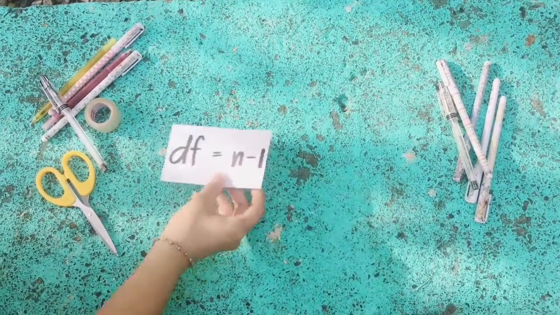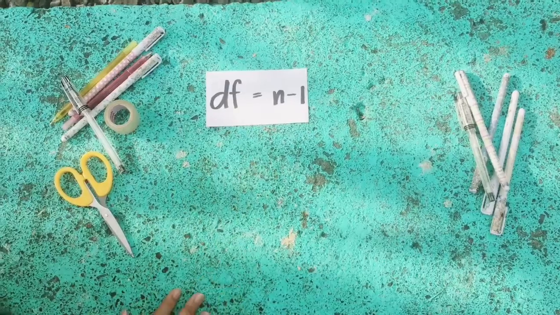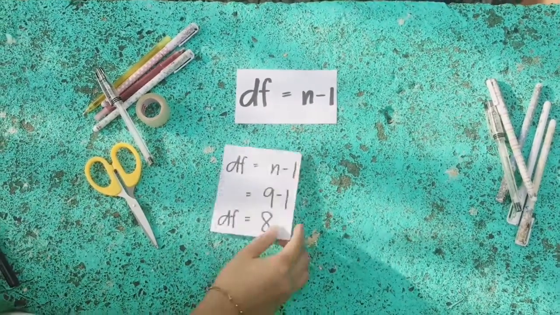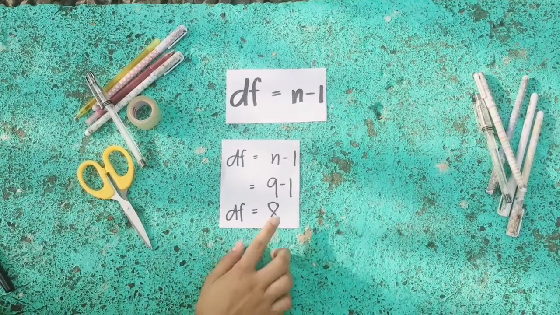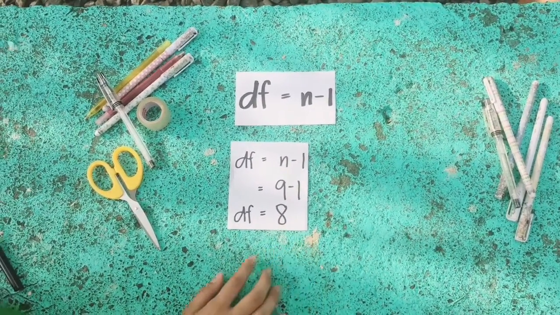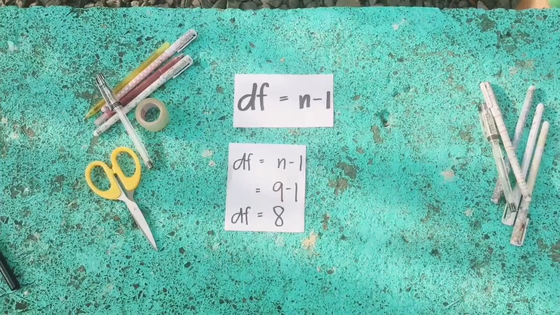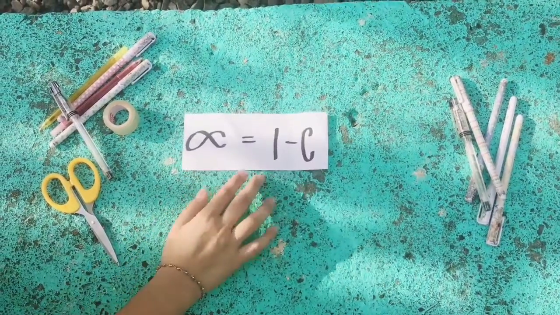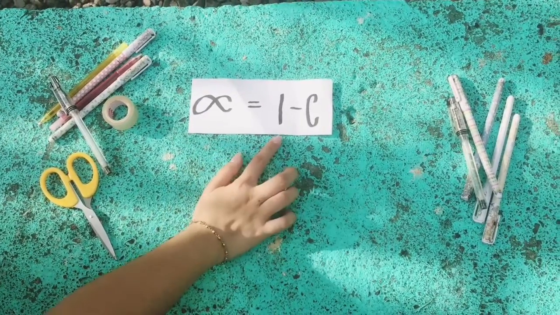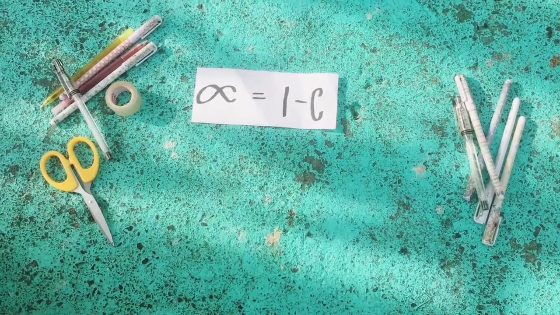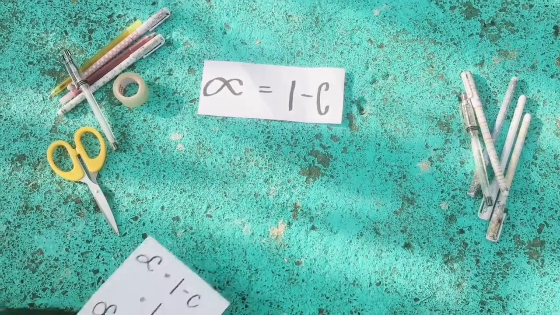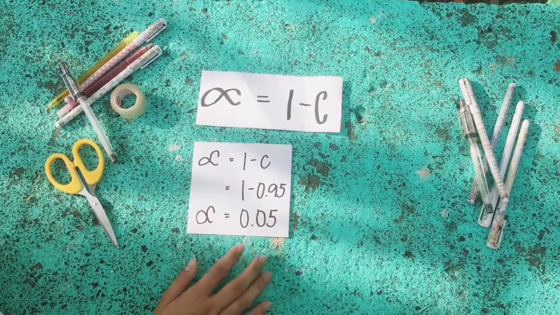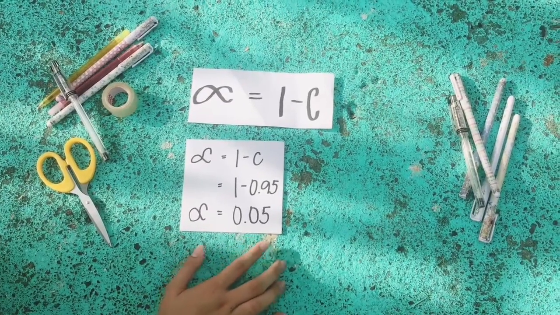Next, we are going to find the degree of freedom, which will be derived using this formula, n minus 1. Since n is equal to 9, we have 9 minus 1, wherein 8 is the final answer. Next, we are going to solve for alpha, which will be derived using this formula, 1 minus c. Since the value for c is 0.95, this will be equal to 0.05.